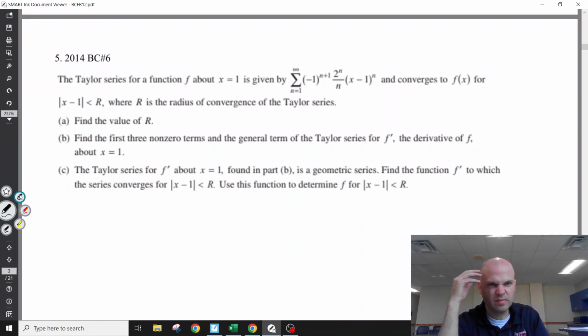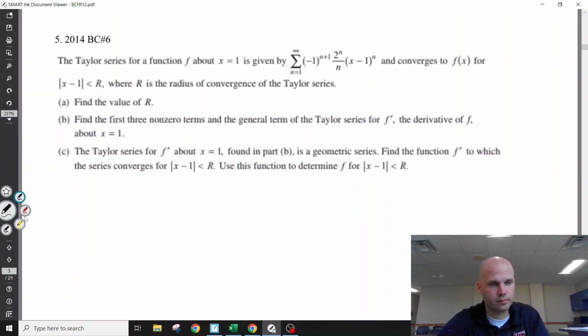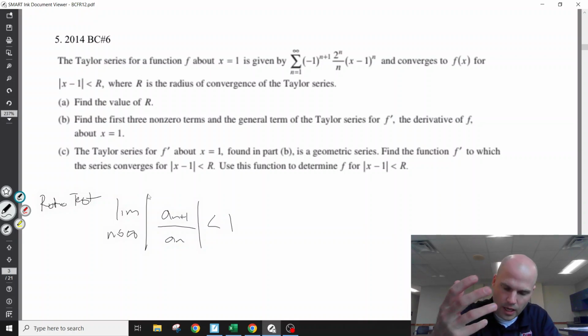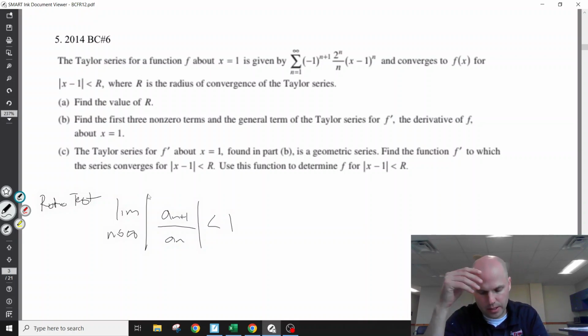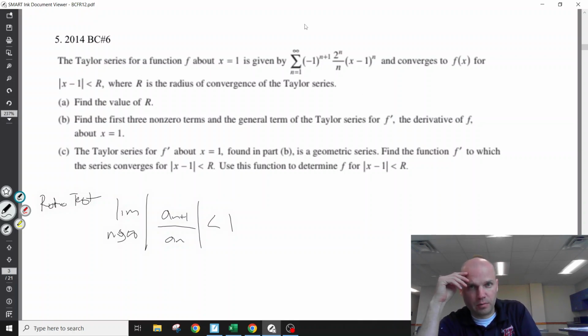What's the value of R? You gotta use the ratio test. If you look on forever and ever, the next term divided by the previous term has to be less than 1, and you're going to converge. You're going to get a sum. This is our nth term. Let's write out our n plus first term.